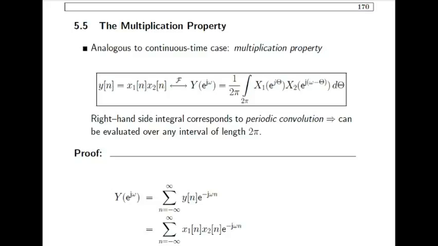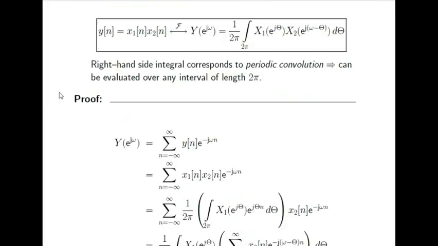If our output y of n is the multiplication of two input signals x1 of n and x2 of n, then their Fourier transform Y of e to the power j omega is 1 upon 2 pi times the integration over a period of 2 pi of X1 of e to the power j theta multiplied with X2 of e to the power j omega minus theta, d theta. So it is convolution as in the continuous time case, but over an integral over a period of 2 pi. Now let's see the proof.